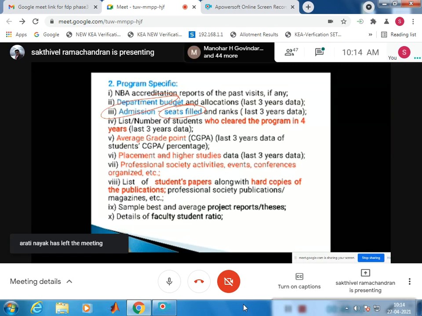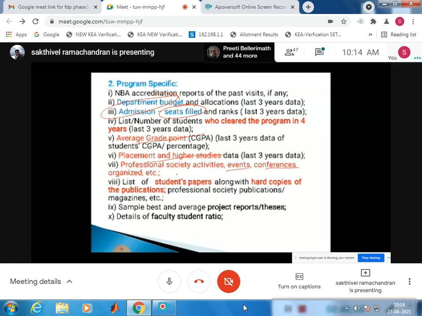How many people were admitted, how many cleared, average grade point, CGPA, placement records, how many went for placement, how many went for higher studies, professional activities like events, conferences organized, participated, students' papers, hard copy of the publication, best projects, student-faculty ratio, everything comes into the picture. These are the documents that need to be maintained with respect to programs.